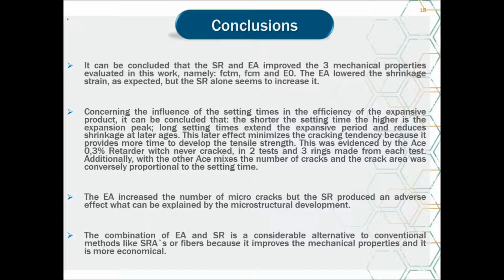This was evidenced by the ACE 0.3% retarder, which never cracked in 2 tests and 3 rings made from each test. Additionally, with the other ACE mixes, the number of cracks and the crack area were inversely proportional to the setting time. The expansive admixtures increased the number of microcracks, but the set retarder produced an adverse effect, which can be explained by the microstructural development.